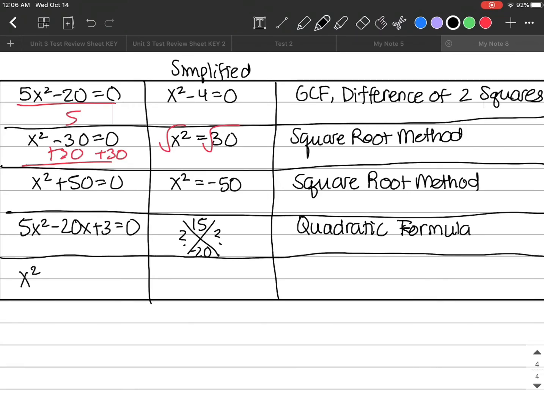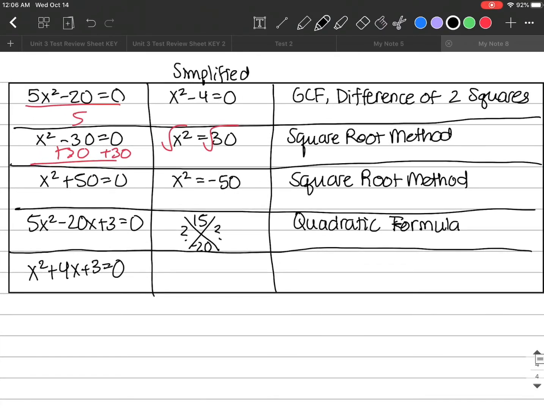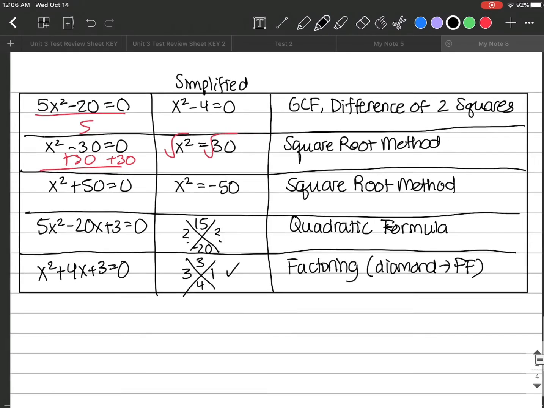And then if we do x squared plus 4x plus 3 is equal to 0, the left-hand side is factorable. This is not the simplified form, just so you know. If I check the diamond, I'm finding two numbers that multiply to 3 and add up to 4, which is 3 and 1. I can find those numbers. So since the diamond works, I know that this is factorable. So I could use the factoring method, and it's diamond to factored form, since a is equal to 1.